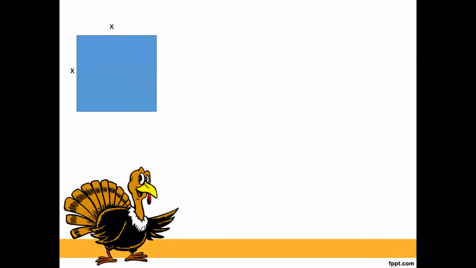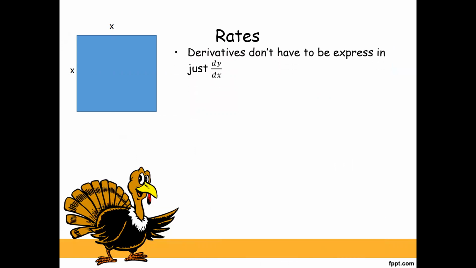Okay, look at this square. Each side is length x. Rates. Now, when we're dealing with rates, we're dealing with time. So derivatives don't have to be expressed in just dy dx. Let's look at the area of a square.